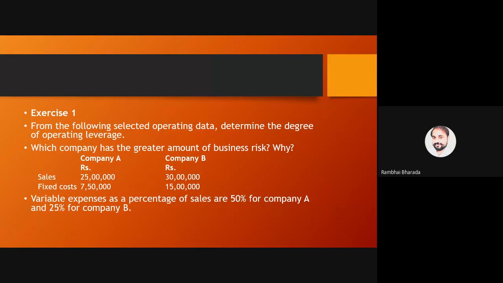Two companies are there. For company A, sales is rupees 25 lakh, and for company B, sales is rupees 30 lakh. Fixed cost is also given: for company A, 7 lakh 50,000, and for company B, 15 lakh. Variable expenses as a percentage of sales are 50% and 25% respectively for company A and company B. Three pieces of information are given: sales, fixed cost, and percentage of variable expenses. Are we clear about the question? We need to find operating leverage based on this information.